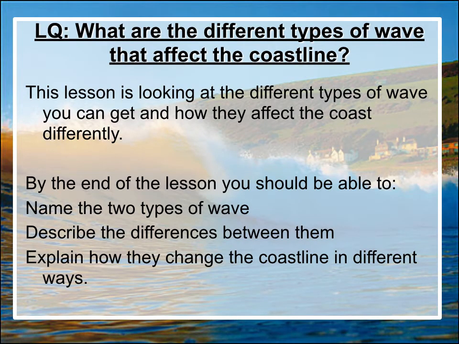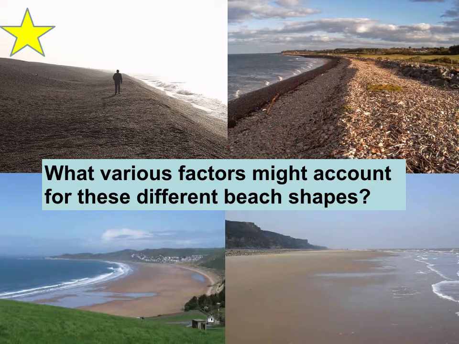We're going to be thinking in particular about different types of waves. So our learning question is, what are the different types of wave that affect the coastline? As it says here, this lesson is looking at the different types of wave you can get and how they affect the coast differently. And by the end of the lesson, you should be able to name the two types of wave. You should be able to describe the differences between them and explain how they change the coastline in different ways. Okay?